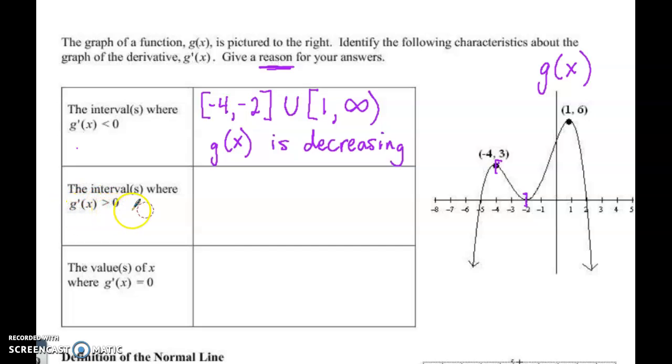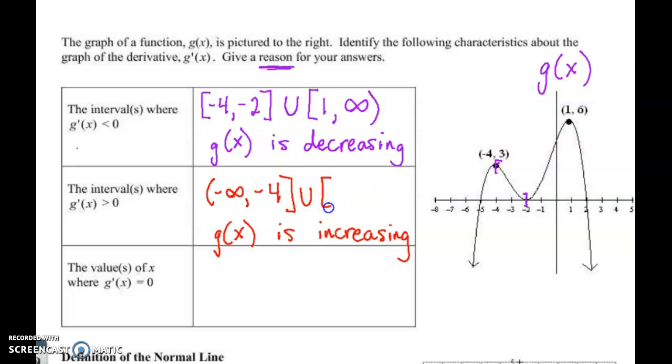Where is the derivative positive? Remember, if the derivative is positive, that means the function g of x needs to be increasing. Well, where is g of x increasing? That would be from negative infinity to negative 4, and then from negative 2 to 1.